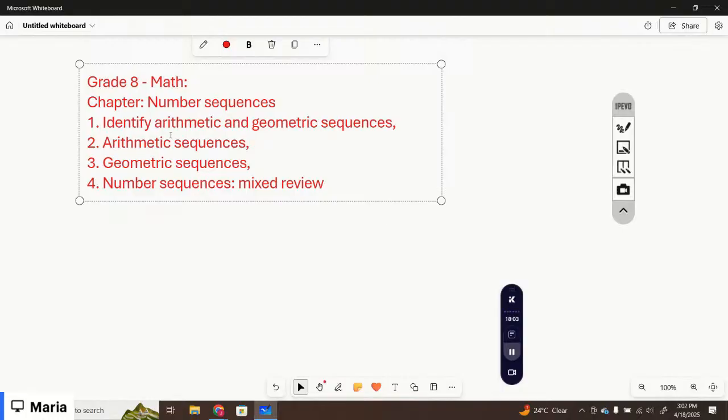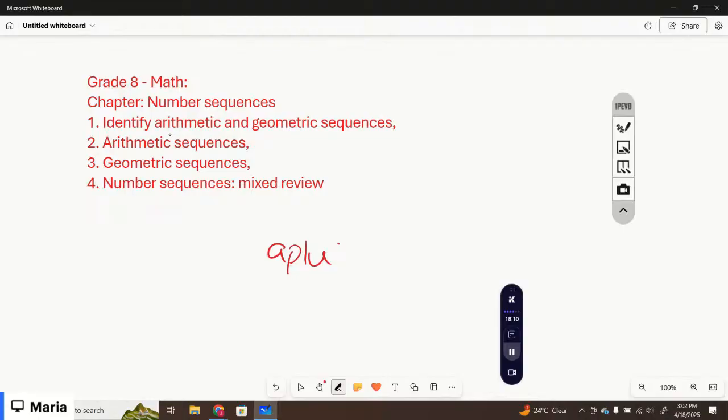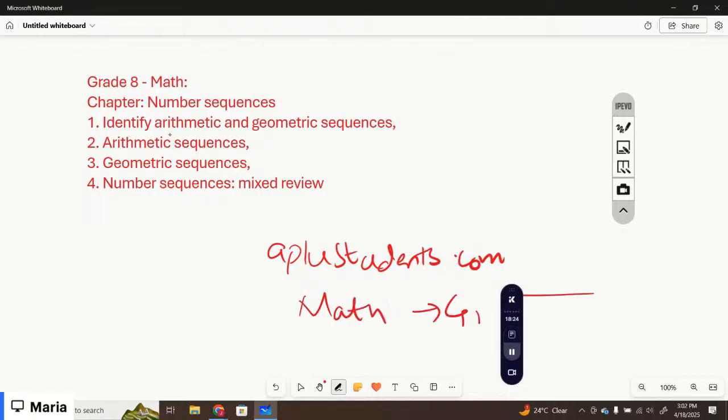You can find all lessons on aplusstudents.com. You have to log in there using your password as provided by the administrator, and you have to select math from the subject tab. Scroll down to grade 8 math and then click on view all lessons. There you can find a list of the chapters.